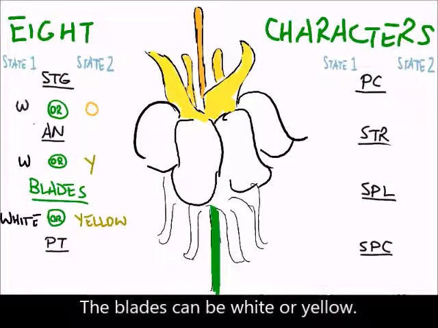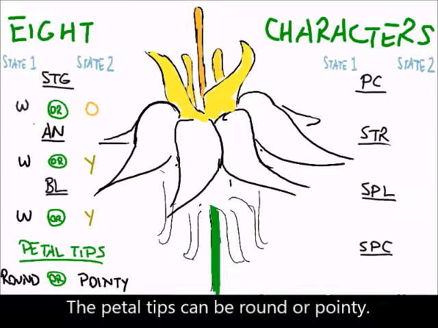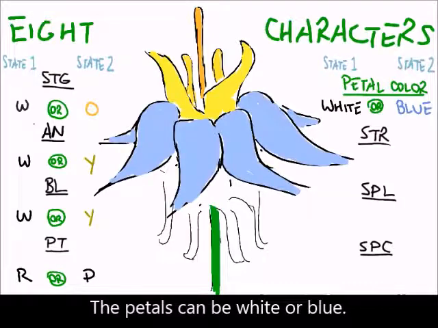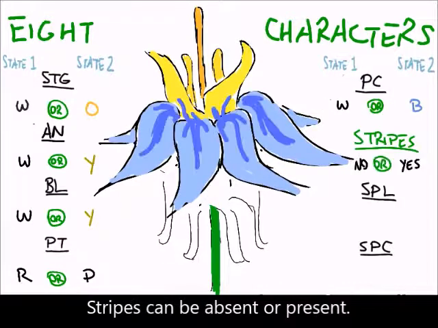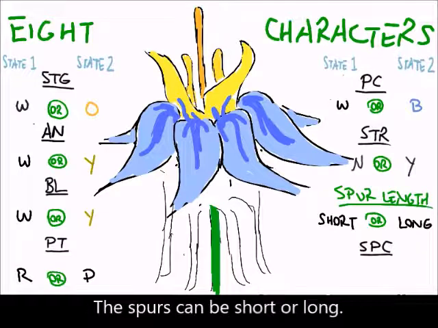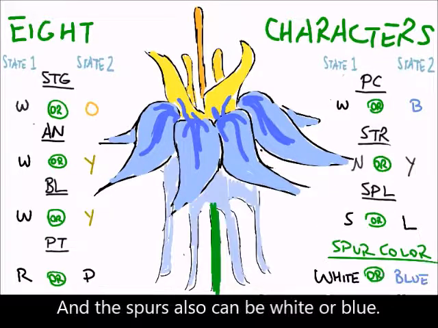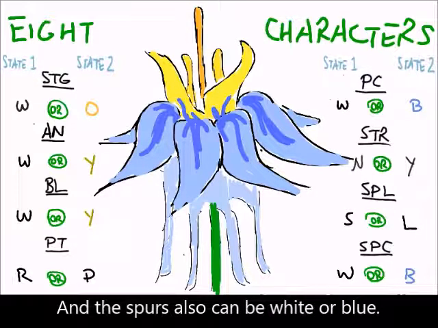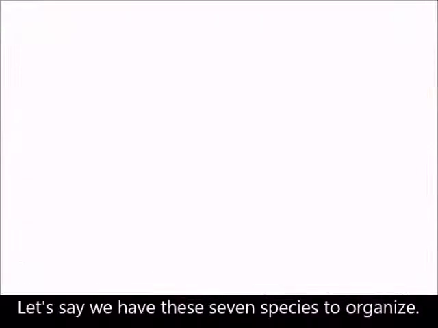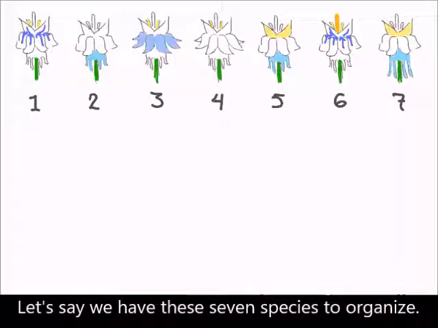The blades can be white or yellow. The petal tips can be round or pointy. The petals can be white or blue, stripes can be absent or present, the spurs can be short or long, and the spurs also can be white or blue. Let's say we have these 7 species to organize.